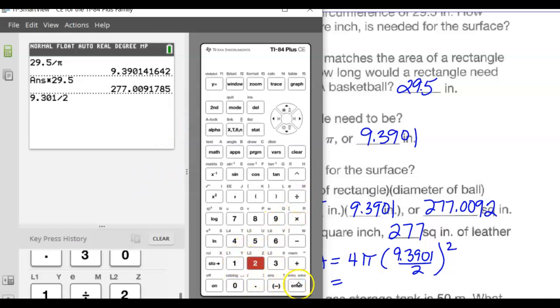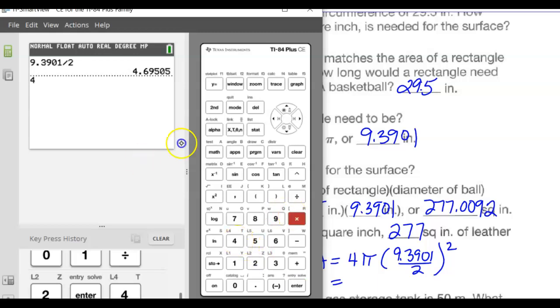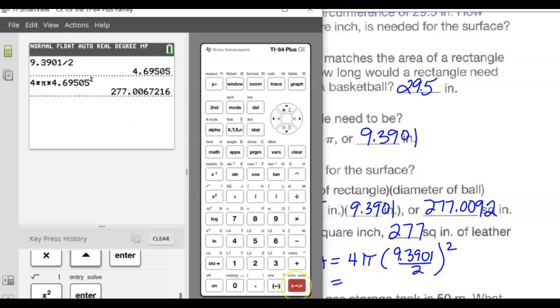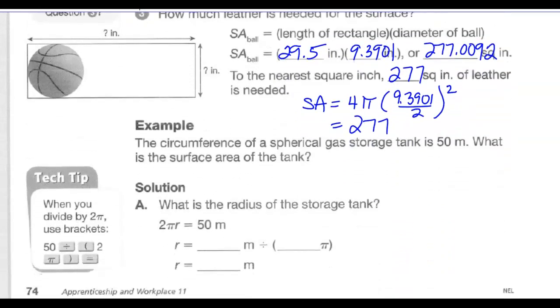9.3901 divided by 2. Okay, and then we'll go 4 times pi times that value squared. And you can see it's only different to a few decimal places. So it rounds to 277 as well. Okay, so either one works.